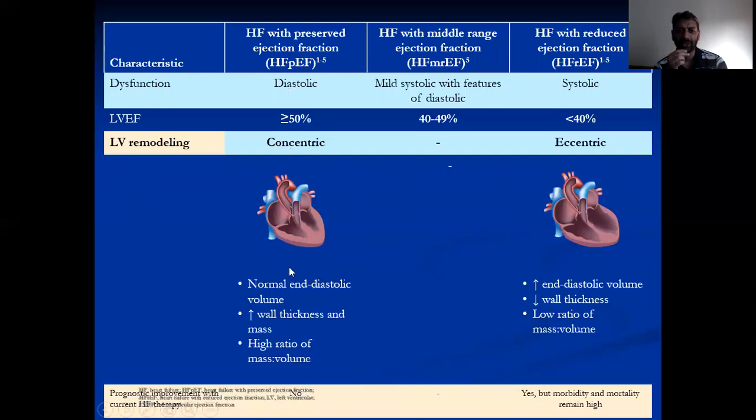And usually the features in diastolic dysfunction, or HFpEF: normal end diastolic volume, increased wall thickness and mass, high ratio of mass to volume. While in HFrEF, in these terms you have to remember HFrEF and HFpEF. Nowadays, a number of times you may be hearing these terminologies. You have to think, when someone's saying HFrEF, what it means and what HFpEF means. So in HFrEF, you have increased diastolic volume, decreased wall thickness, and a low ratio of mass to volume.